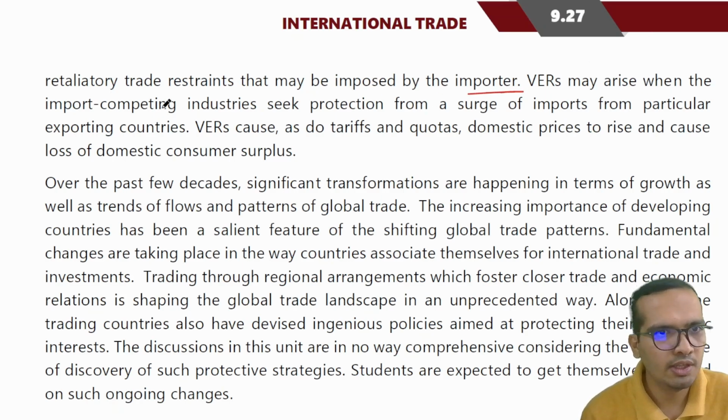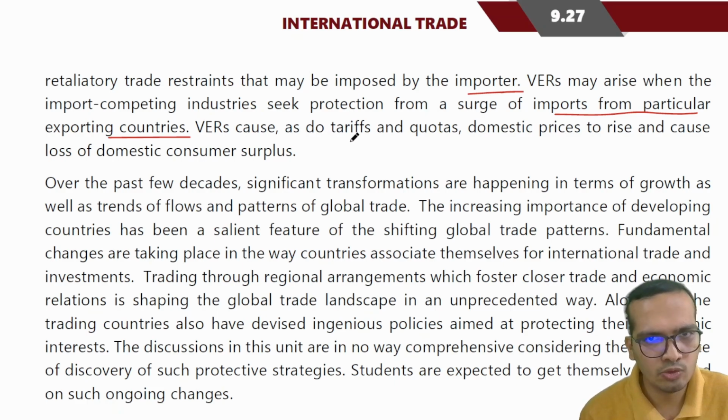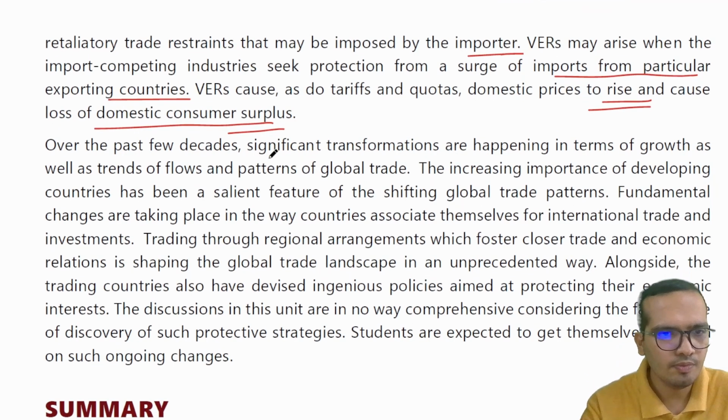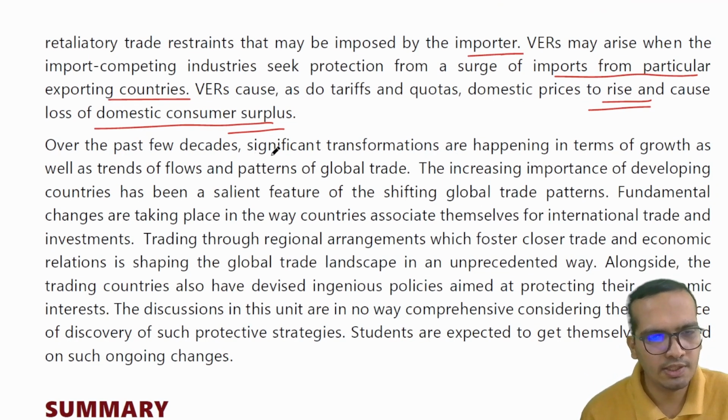VERs may arise when the import competing industries seek protection from a surge of import of particular exporting countries. VERs cause, as do tariffs and quotas, domestic prices to rise and cause loss of domestic consumer surplus.